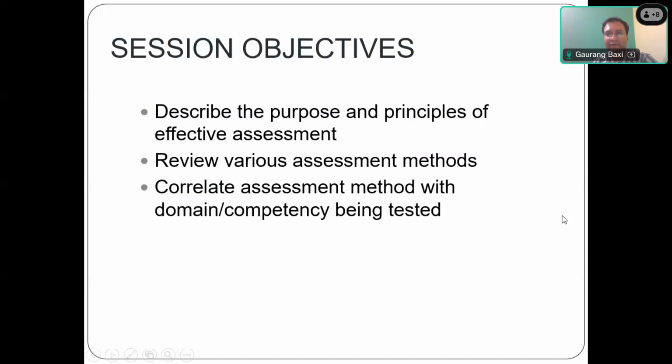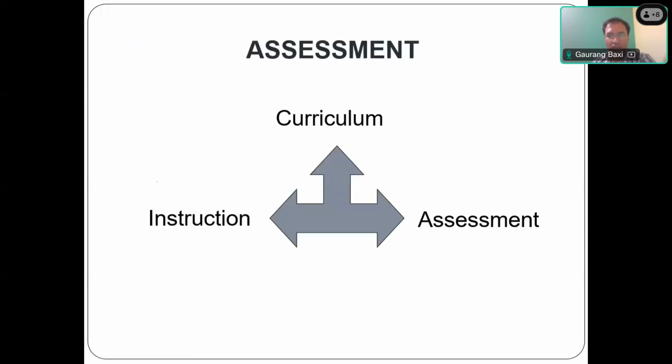So what we will be doing in today's session is describe the purposes and principles of an effective assessment. We will review the various assessment methods which we are commonly using and try to correlate these assessment methods with the domain of the competency which we want to assess. Right from the beginning of this course, we have talked about teaching learning, we discussed curriculum, and now we have moved on to the assessment module.